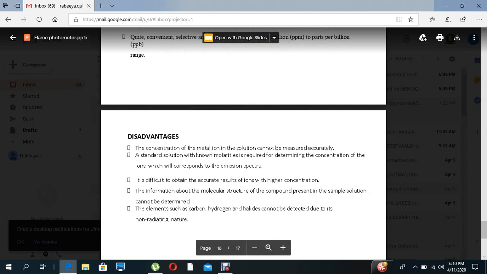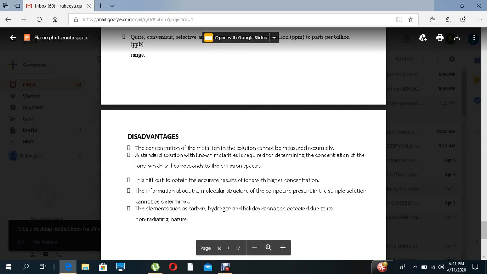The disadvantages are that the concentration of the metal ion in the solution cannot be measured accurately. This is because the measurement of concentration depends upon a steady temperature of the flame. The temperature determines the number of atoms that are energized. Even small fluctuations in the temperature will change the concentration readings.